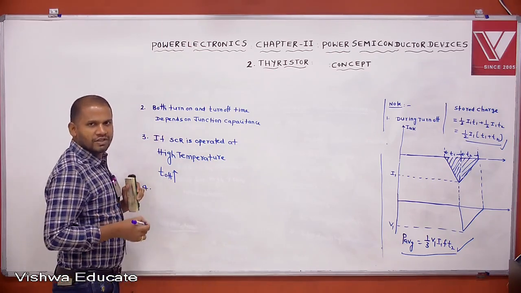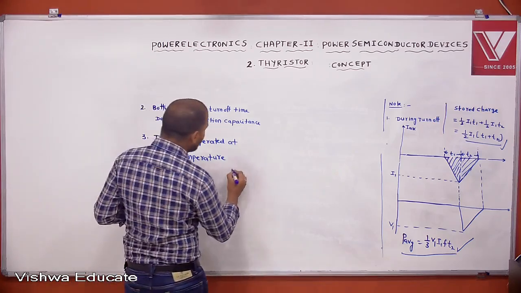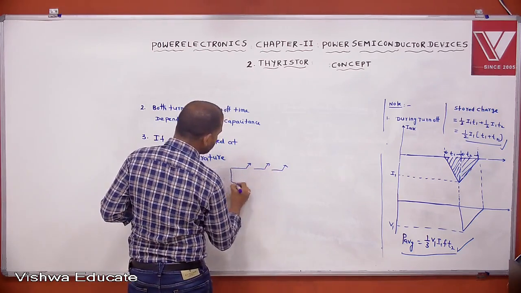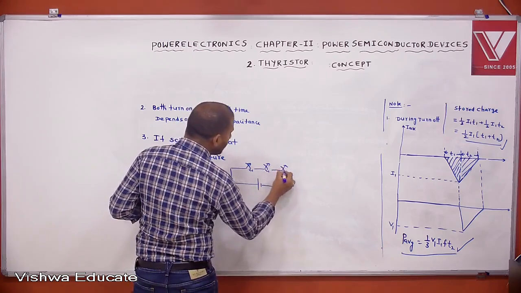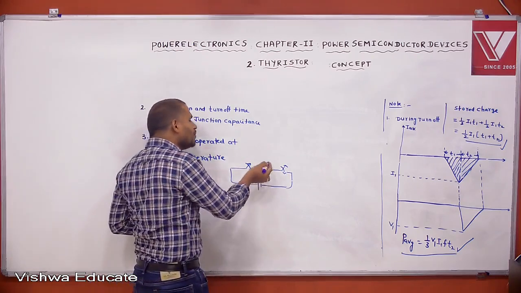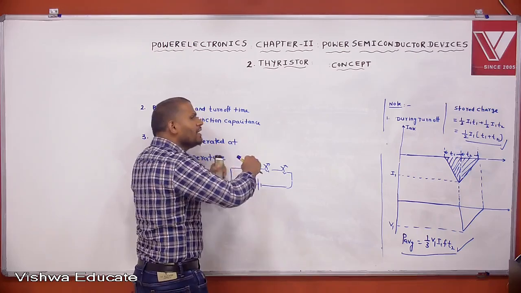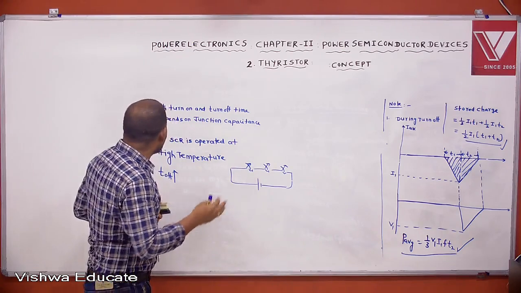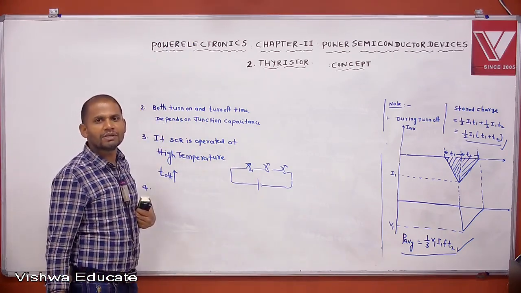Reason is same, because of high temperature. What do you mean by turn off? Initially the thyristor is under forward conduction mode. If the thyristor is under forward conduction mode and operated at high temperature, it has more charge carriers now. In order to remove the charge carriers, does it take more time or less time? More time. Then turn off time is increased. If the SCR is operated at high temperature, turn off time is increased.